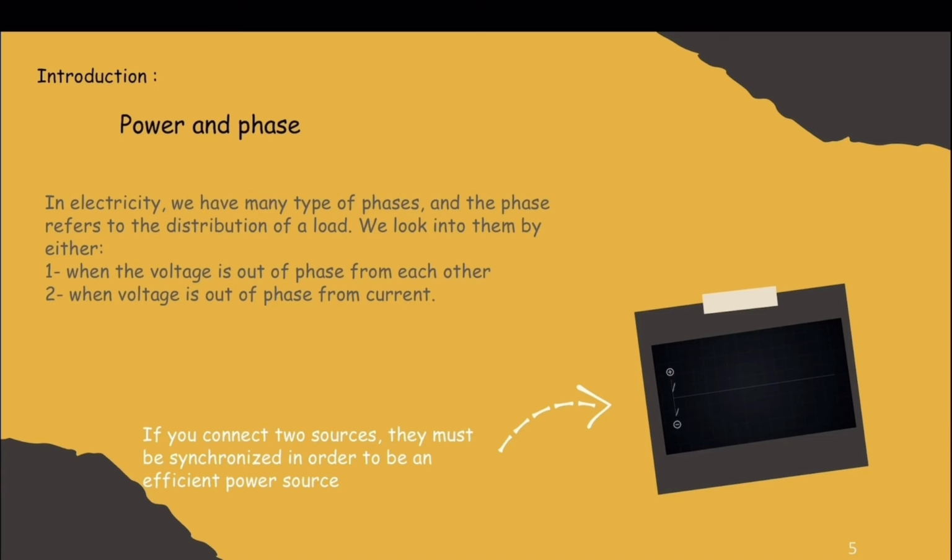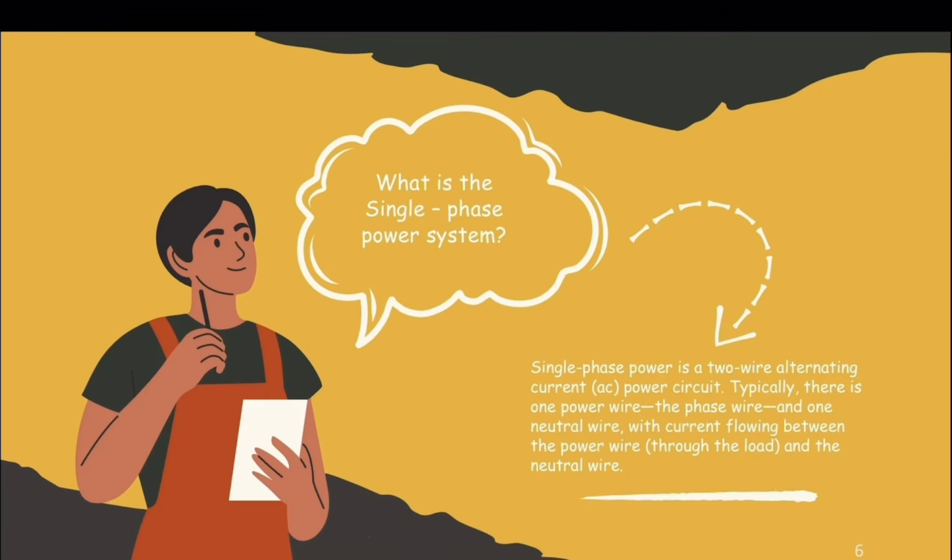Introduction. Power and phases. In electricity we have many types of phases, and the phase refers to the distribution of a load. We look into them either when the voltages are out of phase from each other, or when the voltage is out of phase from the current. Here we are going to talk about the single phase power system, where you only have one wire with a varying voltage and a ground wire.